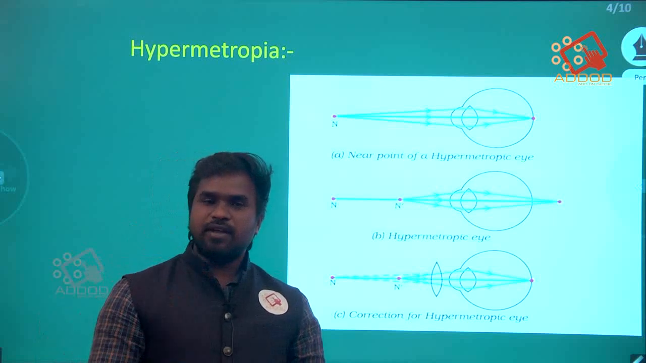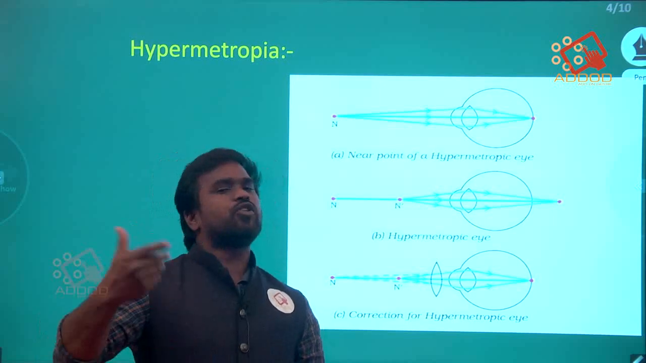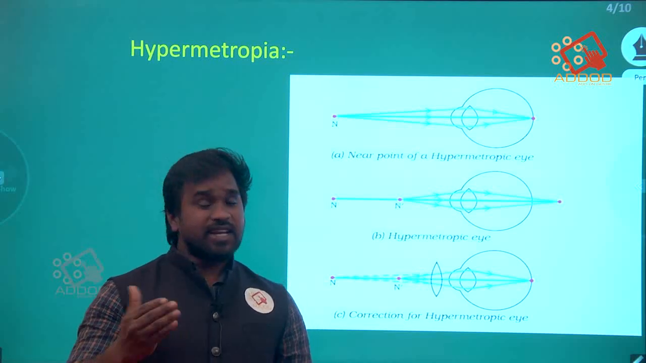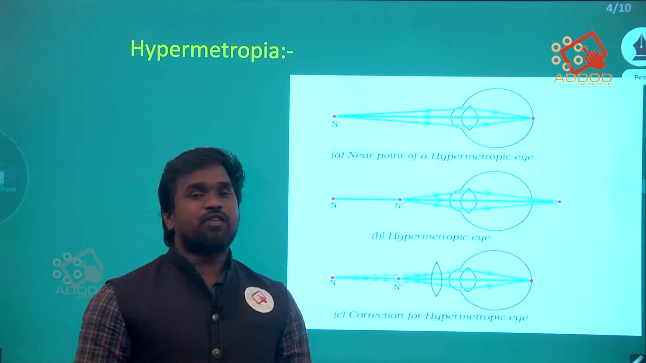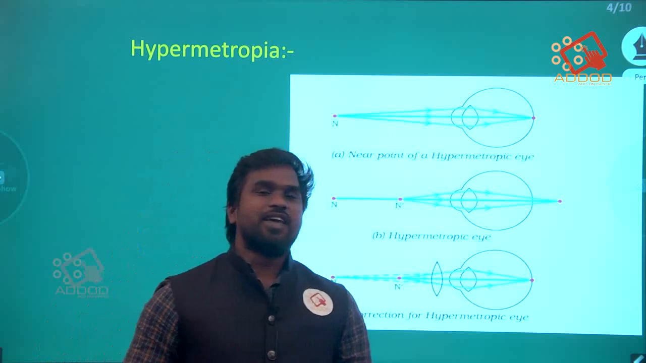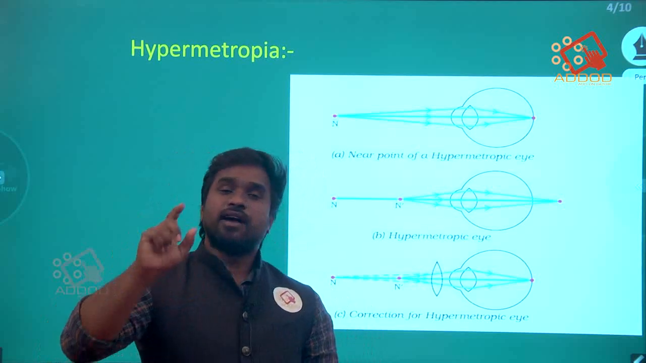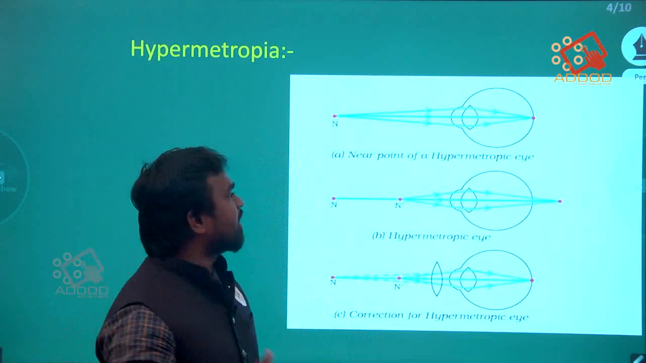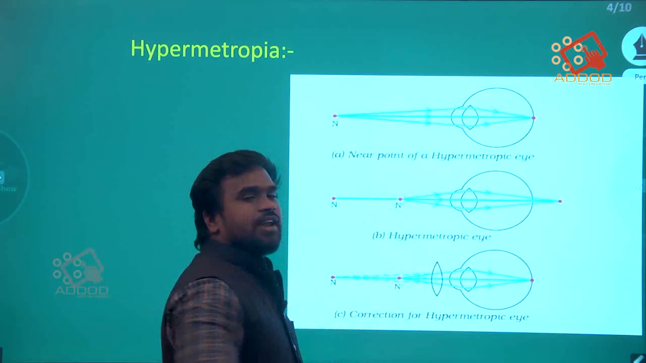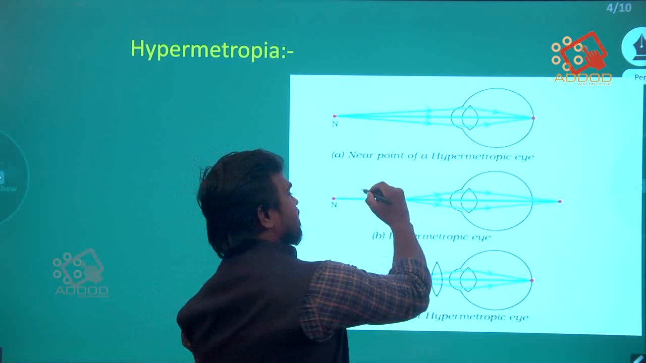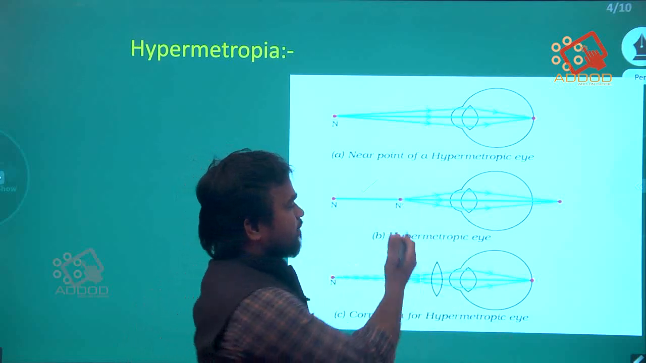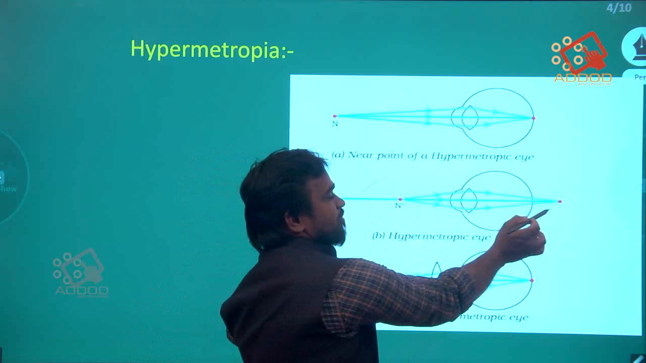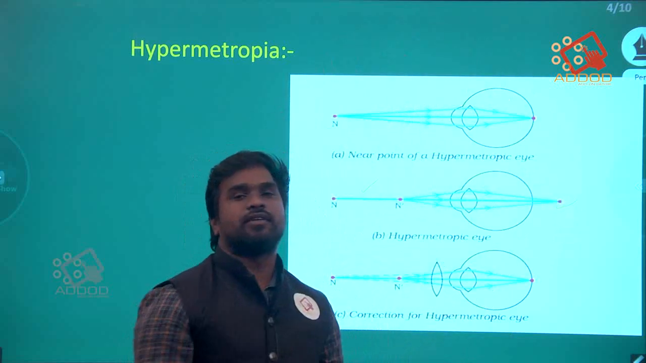In hypermetropia, the minimum focal length is greater than 2.27 centimeter. Next, the eye lens forms the image after the retina. When a person is affected by hypermetropia, the eye lens forms the image after the retina. The second diagram explains this.